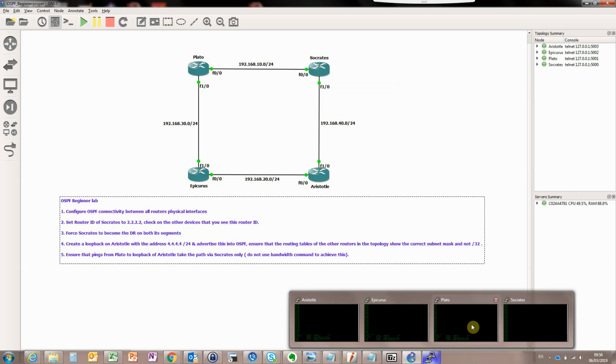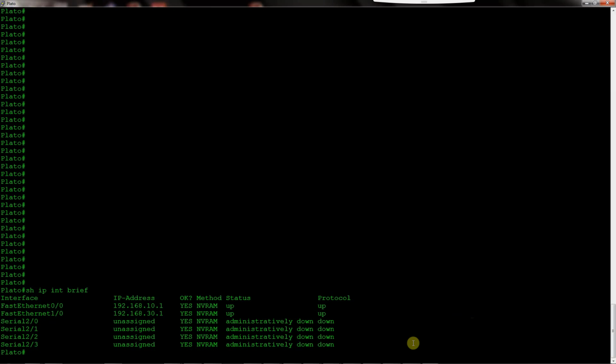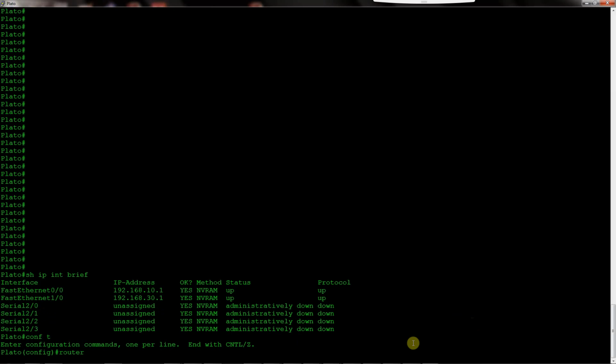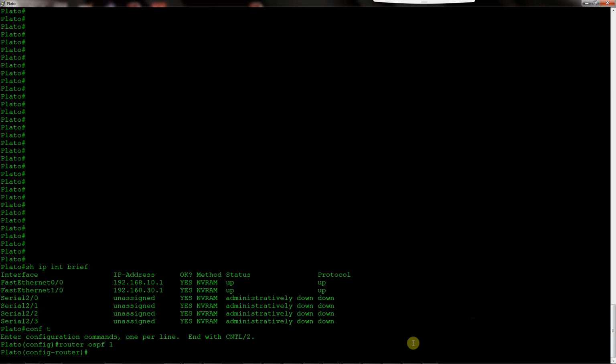So, start off on Plato, I think, into configuration mode. Oop, having a bit of a fat finger moment here by the looks of it.